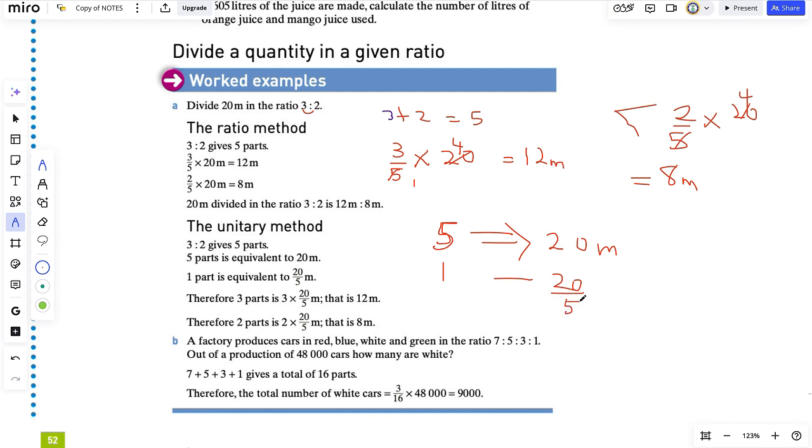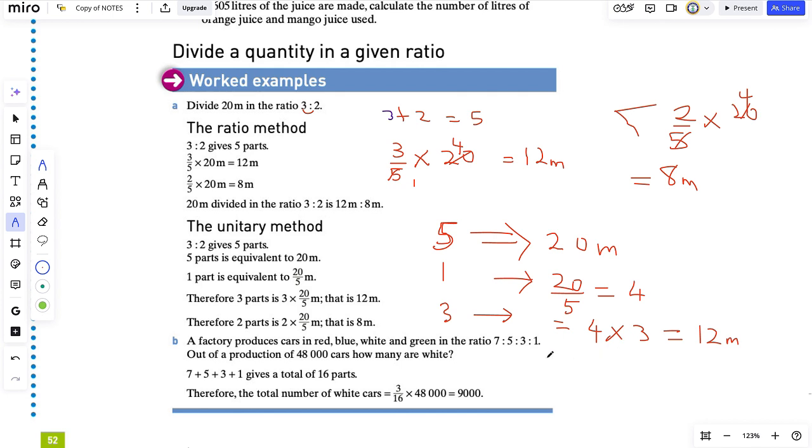20 divided by 5 is 4, right? So for one unit of the ratio, you get 4. For 3 units, it will be 4 times 3, that is this 4 times this 3, or this over this times 3. You get 12. You still get the same answer as when we did it using the ratio method: 12 meters.